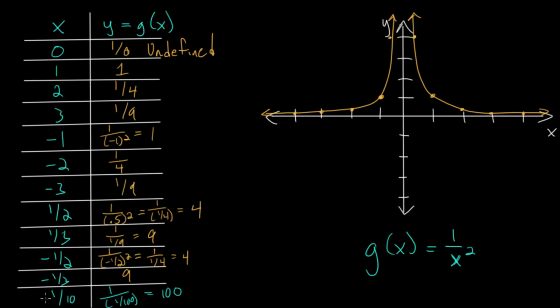And likewise, when you plug in negative x values, that will just square and become a positive value and will give you the exact same y value. So this would be positive 100 even if this is minus 1/10.